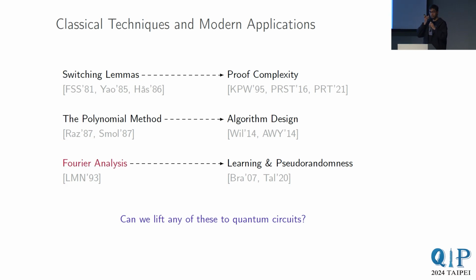So that's going to be the focus for the rest of this talk, right? I'm going to start by telling you how Fourier analysis works in the classical setting to prove circuit lower bounds. It's going to be kind of a cartoon sketch. And then I'll tell you what we do with quantum circuits.